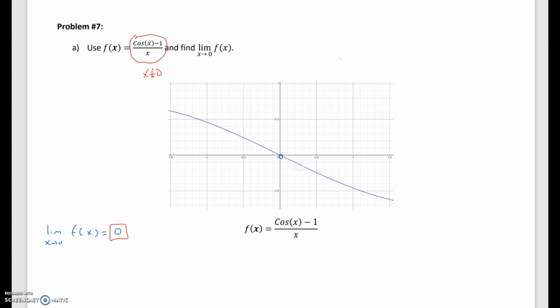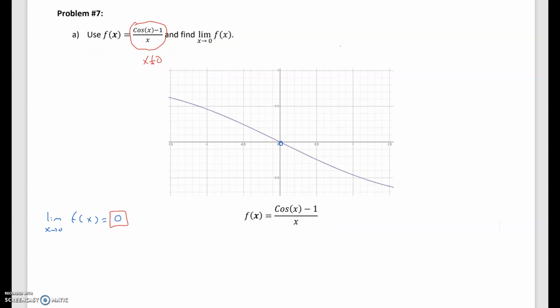Yet again, from the left and from the right, the function happens to be 0. So just something to take into account. This particular function is not a continuous function, and the limit as x approaches 0 happens to be 0.